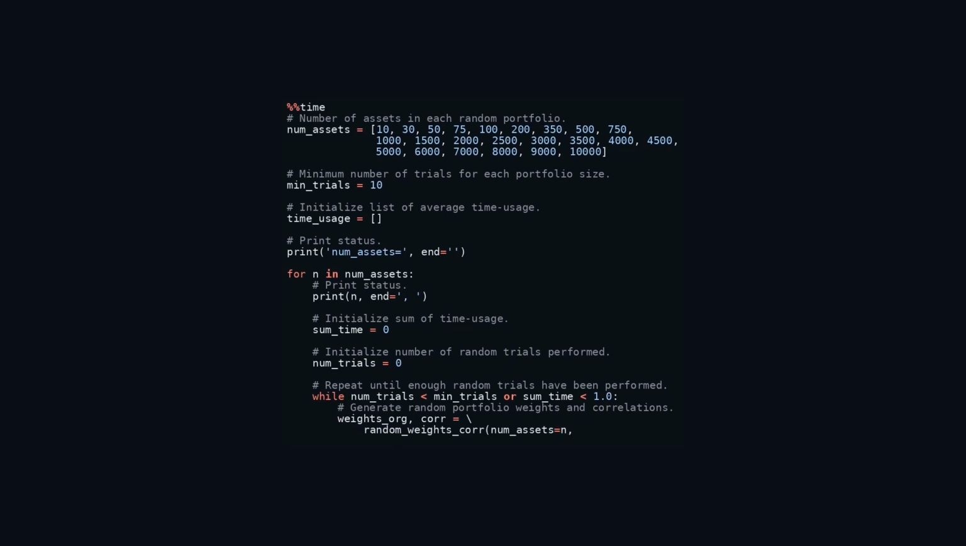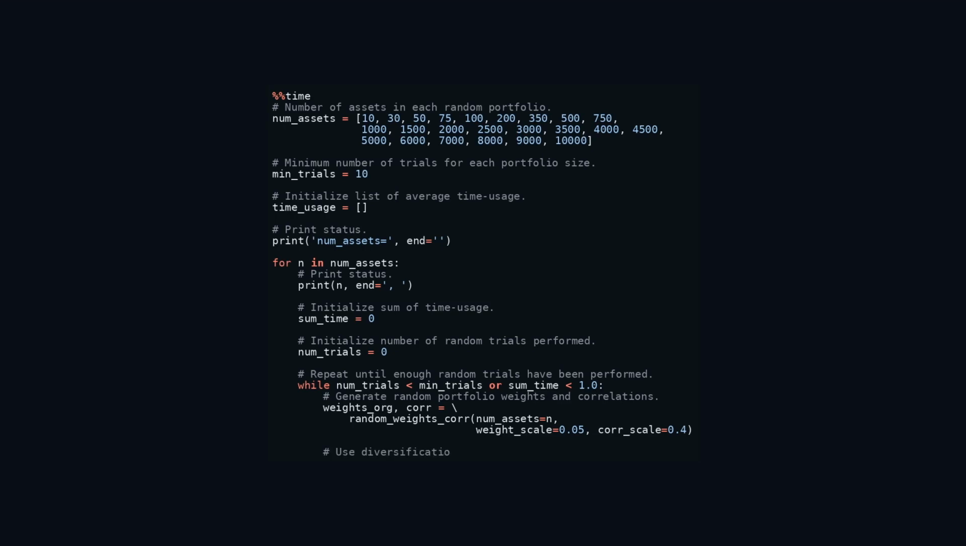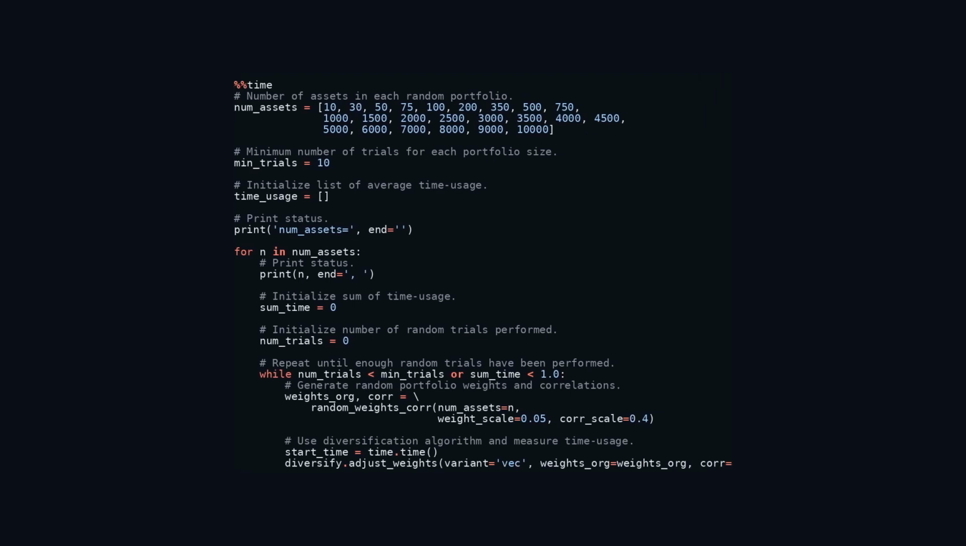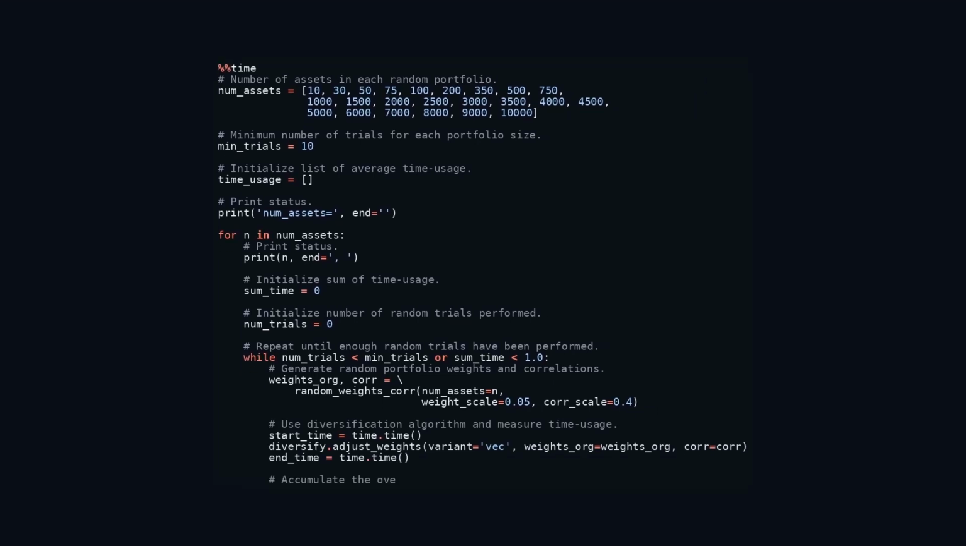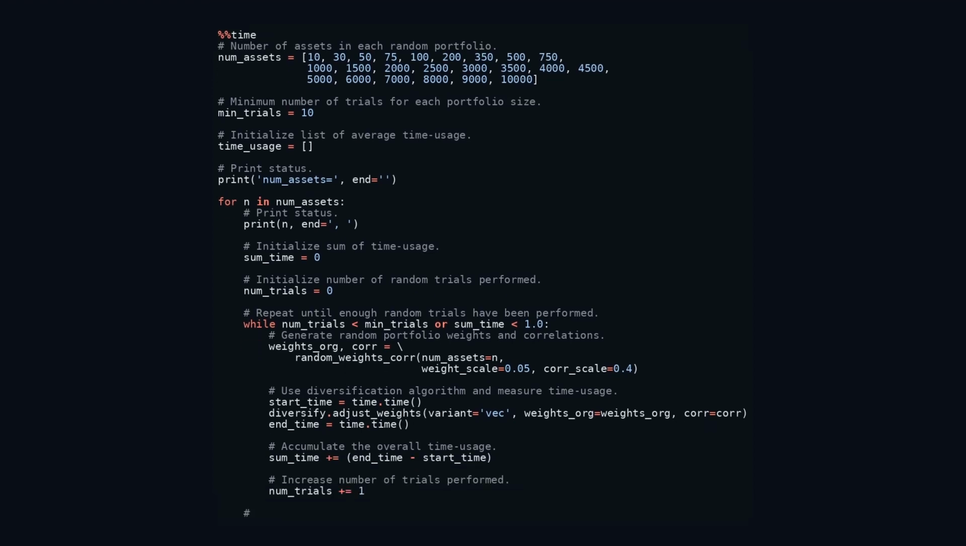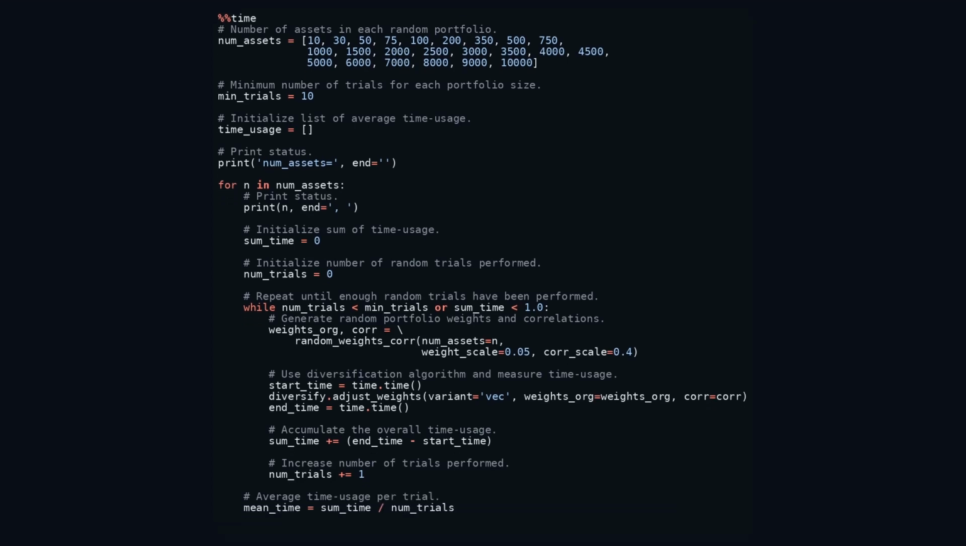For each size, it performs several steps. It generates random portfolio weights and correlations, applies the diversification algorithm to adjust these weights while measuring the time taken, and ensures that the algorithm runs until at least the minimum number of trials is completed or the total time surpasses a 1 second threshold. The average time per trial is then computed and appended to the timeUsage list. The end result is a collection of average times taken to diversify random portfolios of different sizes. This analysis provides insight into the scalability and performance of the diversification algorithm, enabling evaluation of its efficiency across various scenarios and informing its practical application in portfolio management.